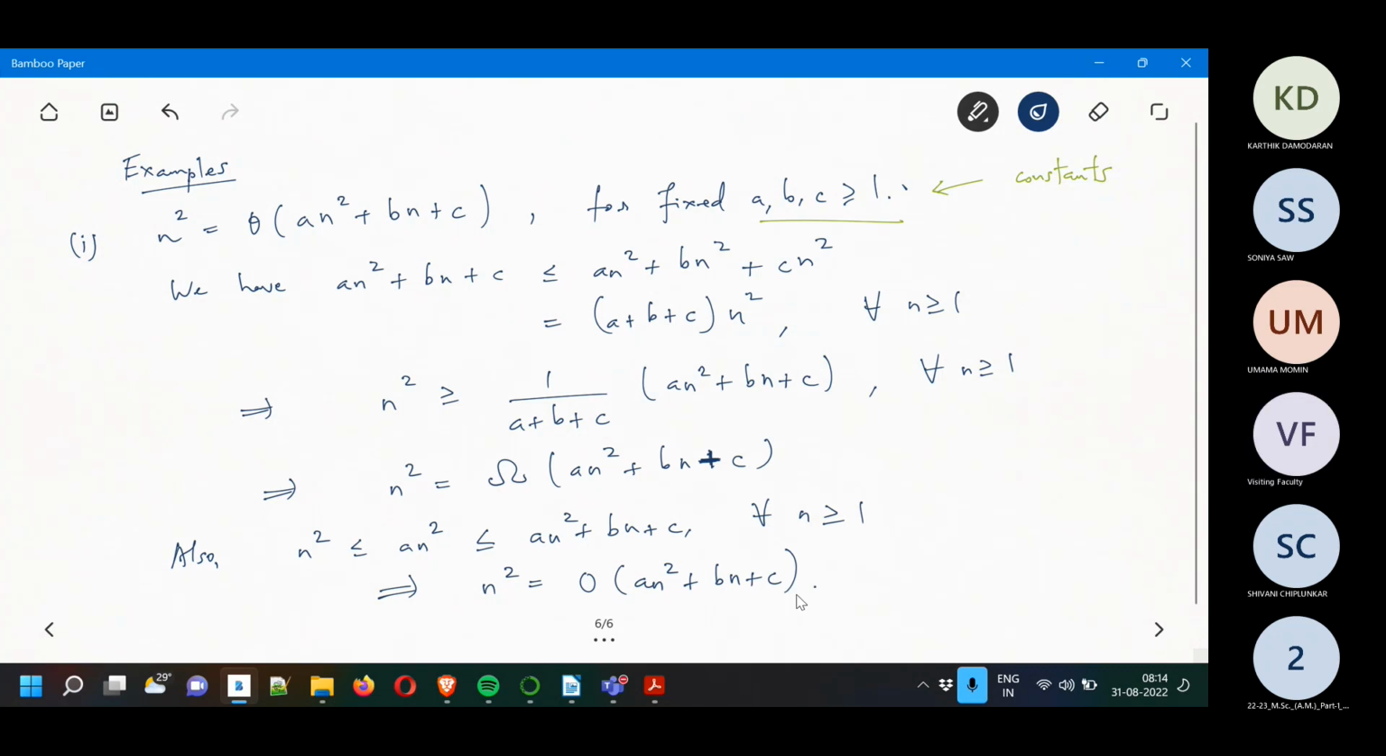Okay. So you have big omega and big O, and therefore it is theta. Now the constant need not always be greater than or equal to 1. They could be positive, that is enough, but then you will just have to adjust this so that this term becomes greater than or equal to 1. So you'll have to multiply a with something more so that the constant here becomes greater than or equal to 1. That's all. No other change.